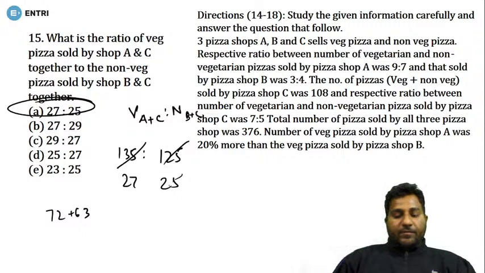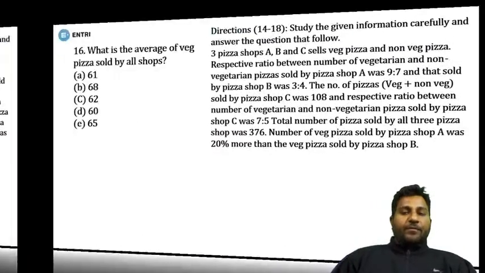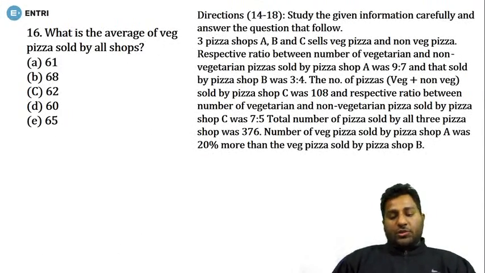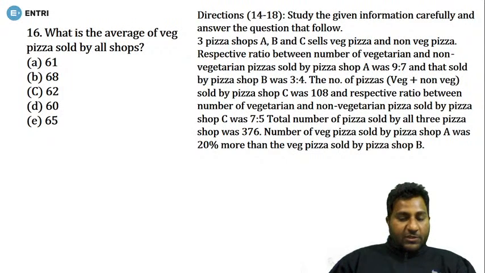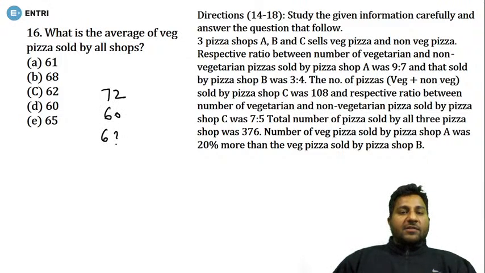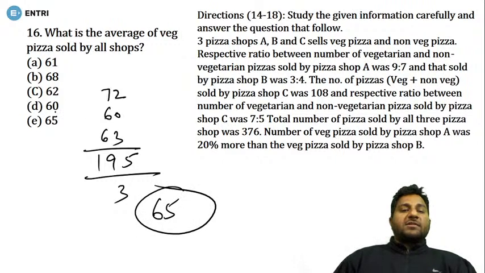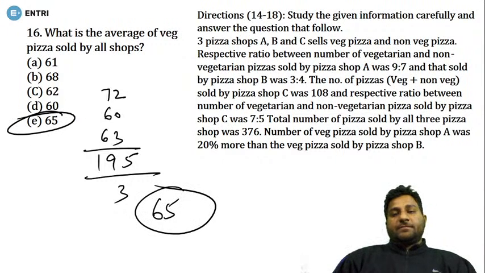Solve this quickly. Next, what is the average of wedge pizza sold by all shops? Let me have a look. The first data says 72, the second 60, and the third 63. So clearly we add them up and divide by 3. The correct answer is 65.